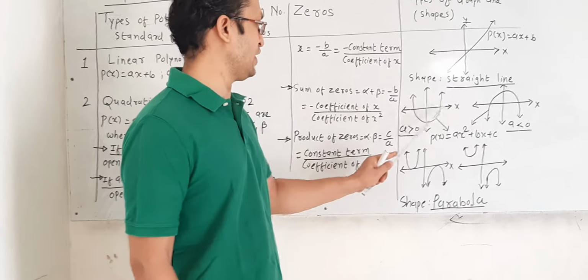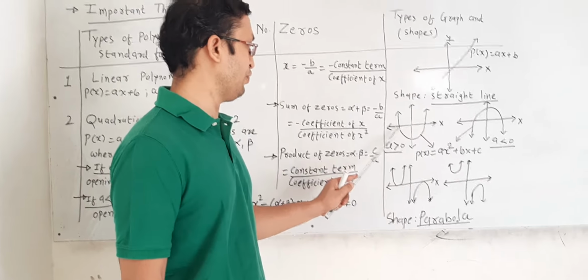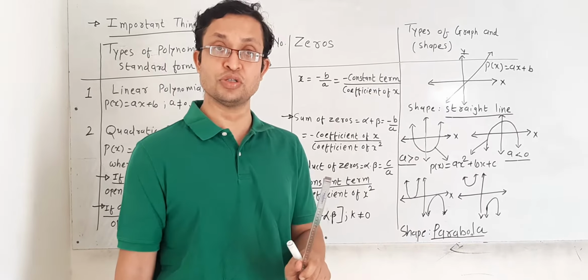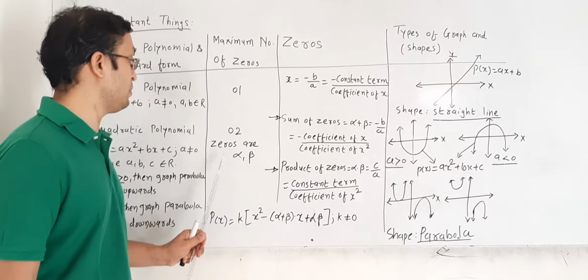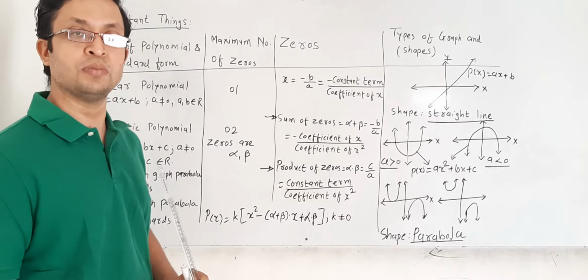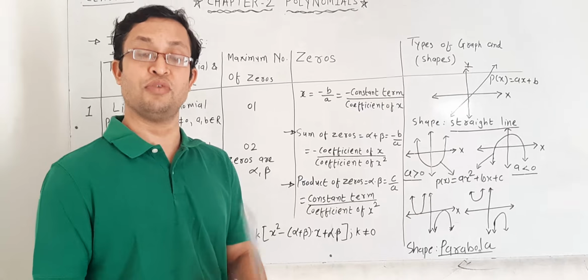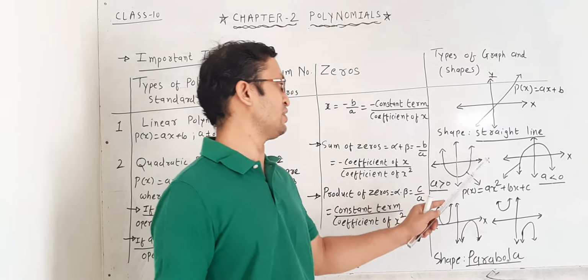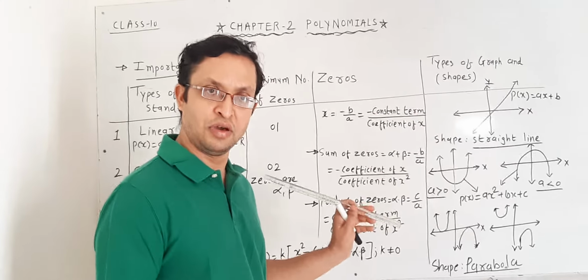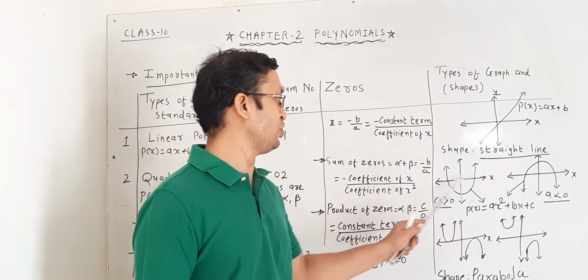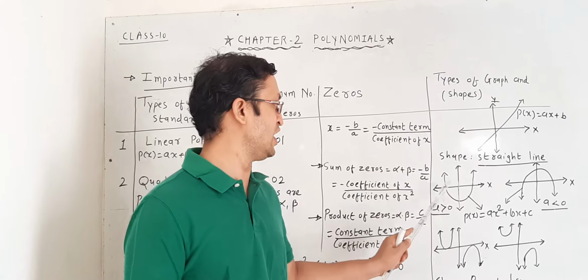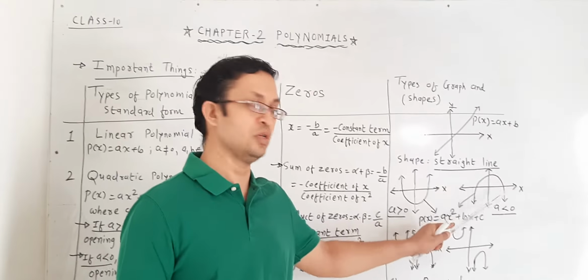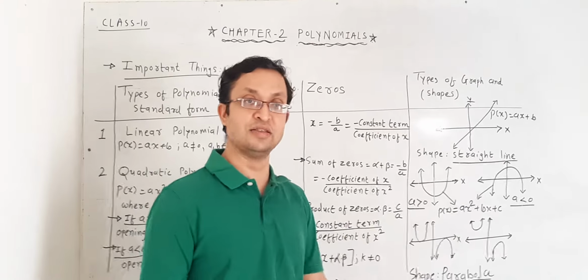Here the graph intersects the x-axis at two distinct points, 1 and 2. Therefore, there are two zeros. Remember this one, the maximum number of zeros is 2, meaning it can be 2, it can be 1, and it can also be none. Here the graph of the parabola, the quadratic polynomial, intersects the x-axis at two distinct points, that means two zeros. There are also two zeros here. Here a is greater than 0, here a is less than 0.